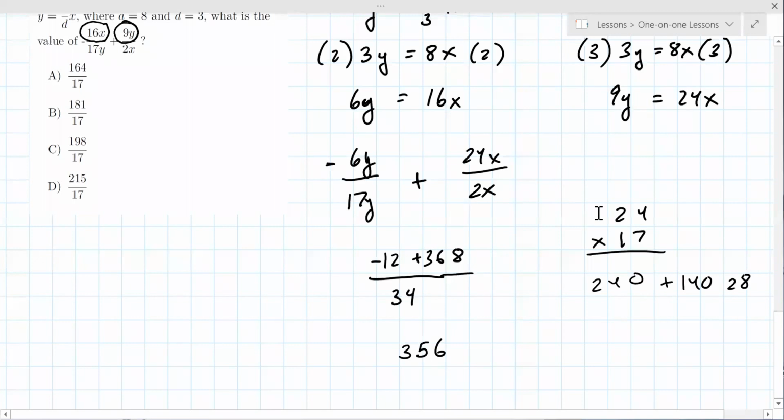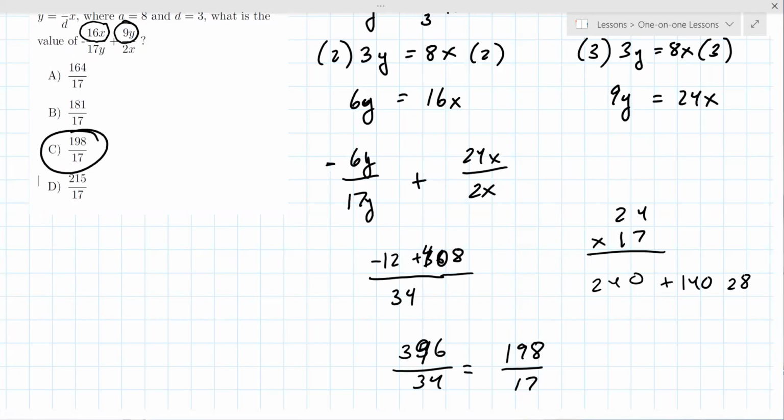Did I make a mistake here? I think I made a mistake in my calculations. I'm sorry, yeah, this is 380, this is 408. I don't like 408, so you get 396 over 34, which equals 198 divided by 17. Okay, that's a lot of hand calculations to do.